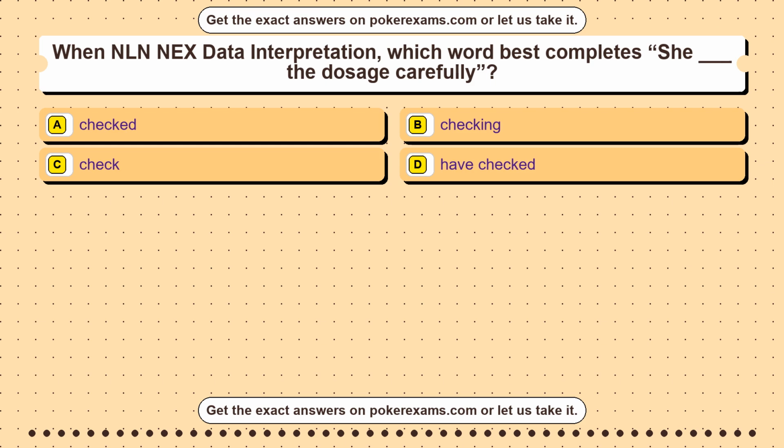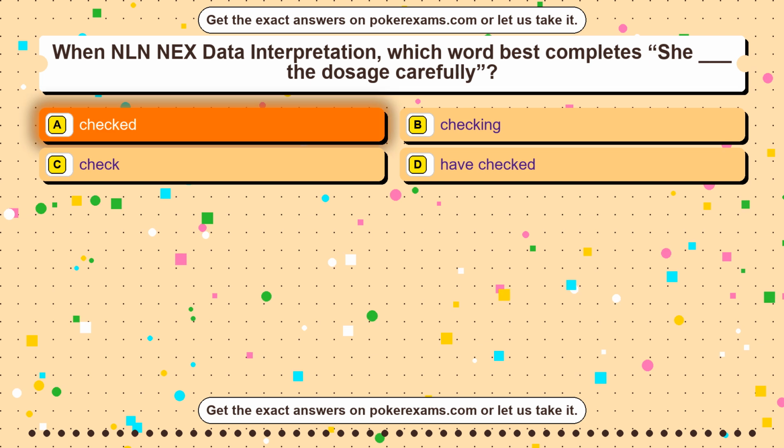Question 49. When NLN NEX Data Interpretation, which word best completes: She blank the dosage carefully? Option A, checked. Option B, checking. Option C, check. Option D, have checked. The correct answer is option A, checked.